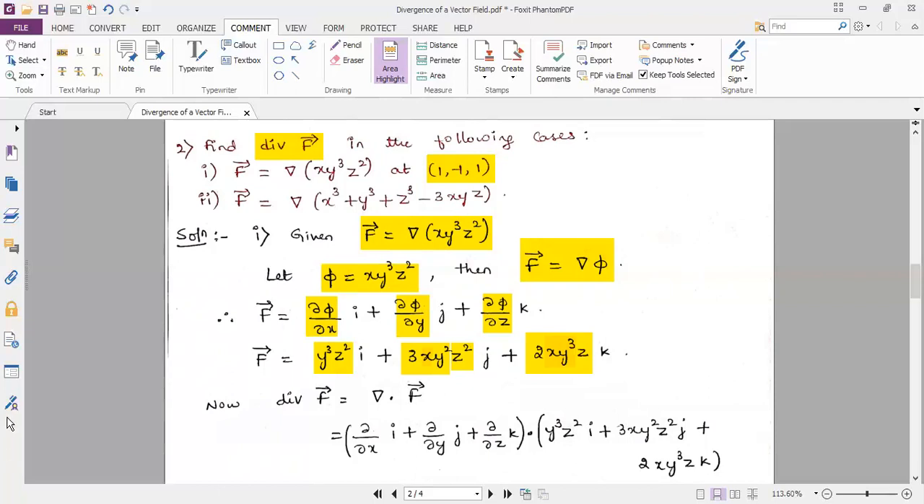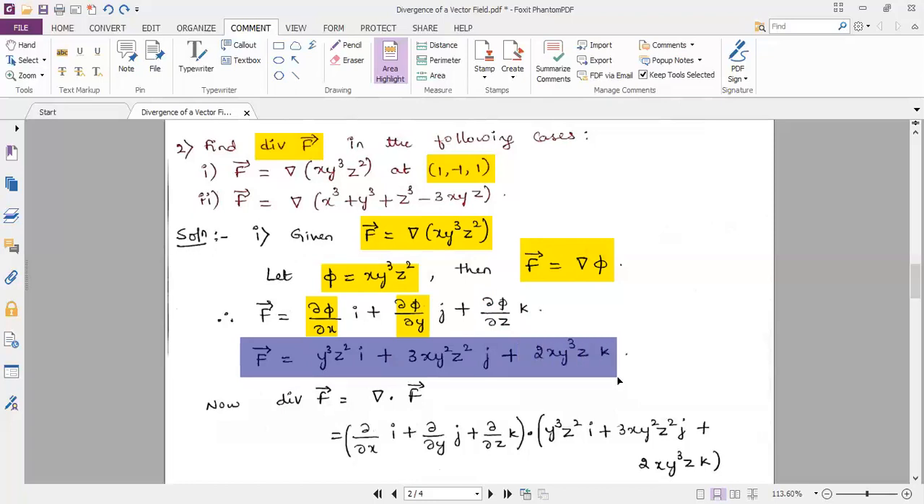Now, divergence of vector f is equal to del dot f. So we have now obtained the expression for vector f as vector f is equal to y cube z square i plus 3xy square z square j plus 2xy cube z k. This is our vector function by evaluating grad phi. Now we need to obtain the divergence of vector f. Divergence of vector f is del dot f.